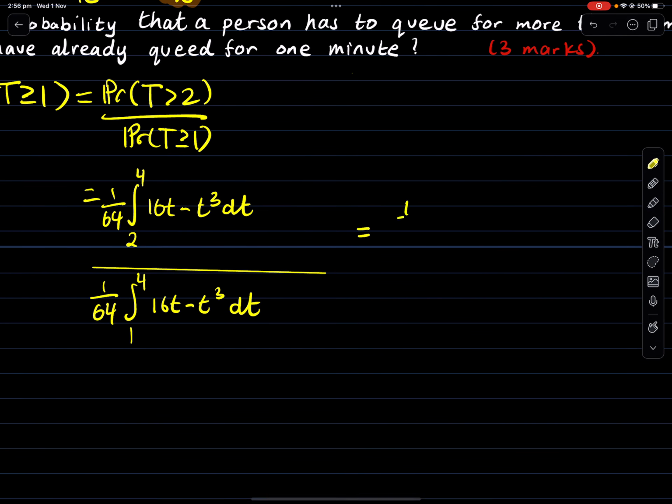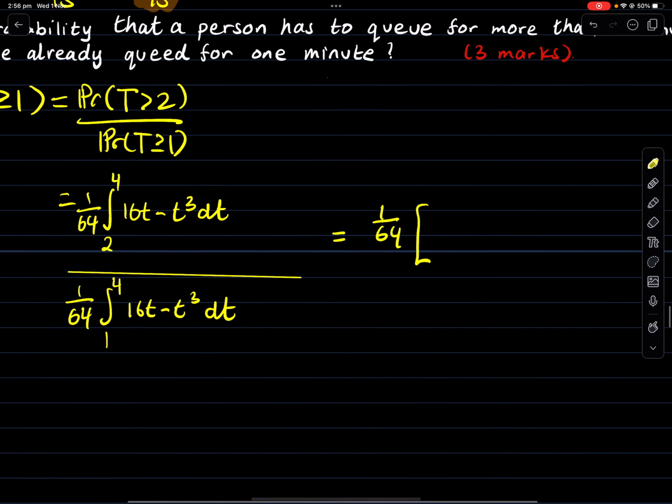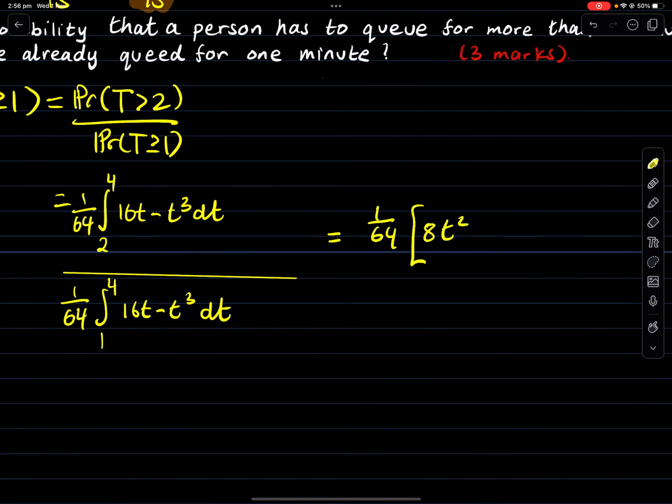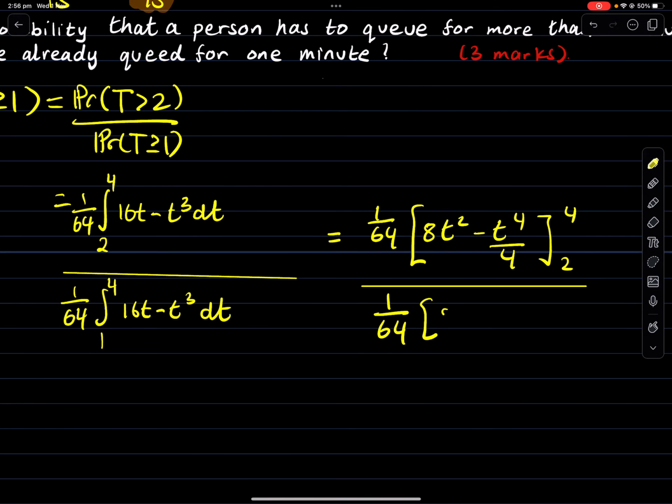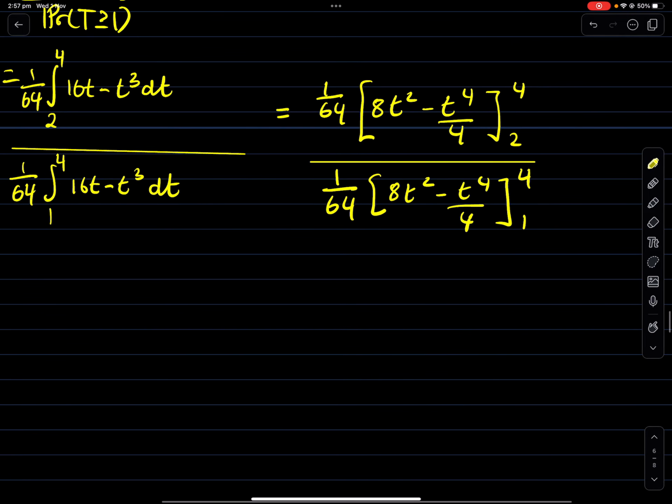So that's going to be 1 over 64 integral of 8t squared minus t to the power of 4 from 2 to 4, over 1 over 64, 8t squared minus t to the power of 4 from 1 to 4. So these cancel out anyway. So let's try to do the top one.